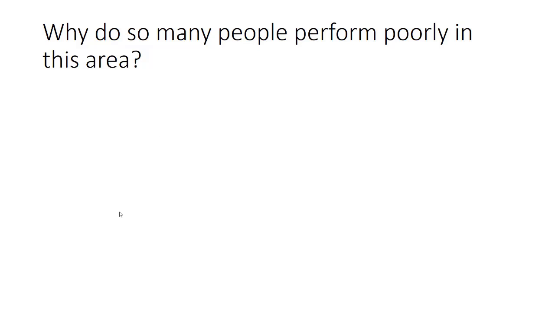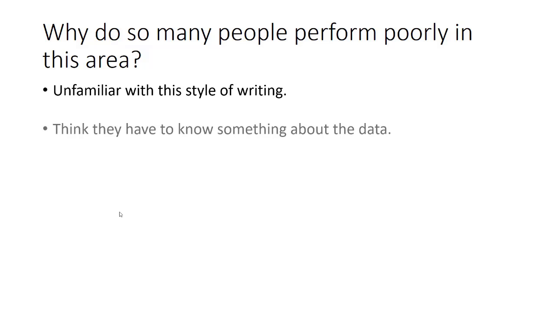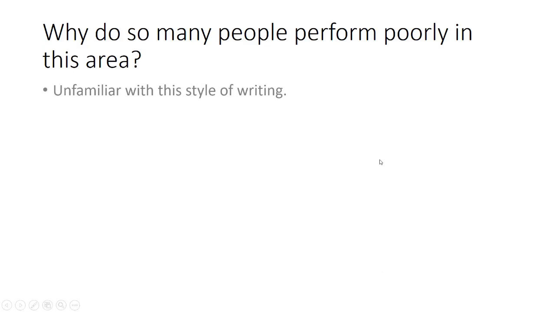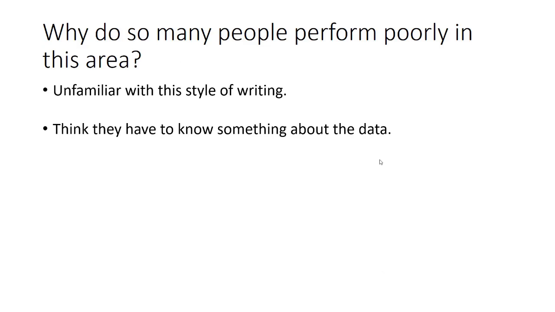So why do so many people perform poorly in this area? A lot of people are unfamiliar with this style of writing. Either they just don't have confidence to do it because they're unused to it, or they have no idea and they've never done it before. They think they have to know something about the data. This is a huge one. A lot of people look at Task 1 questions and they're like, I know nothing about this. So what's this one about? It's about further education in Britain. They're like, I know nothing about that. You don't need to know anything about that. They're not testing that. They're testing your ability to look at the data and report the data.